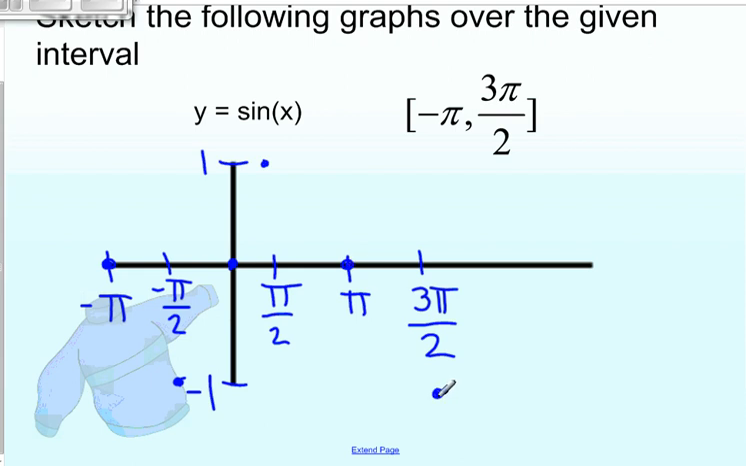Remember, negative pi over 2 and 3 pi over 2 are coterminal angles. This is why they both have that value of negative 1. Okay, and then I'm just going to draw in my graph from there. I'm going to put my little arrows on there. Again, it's still got that accordion shape.